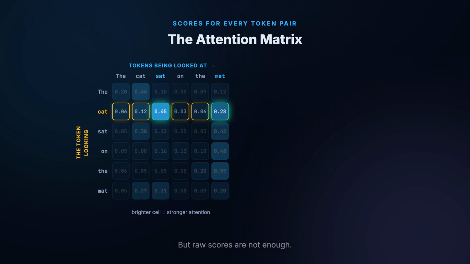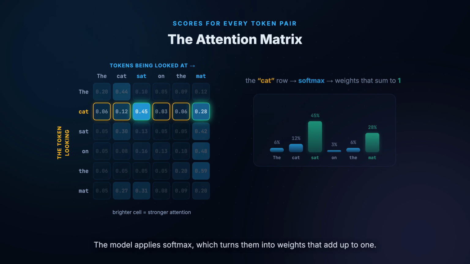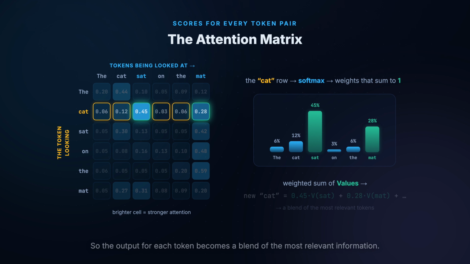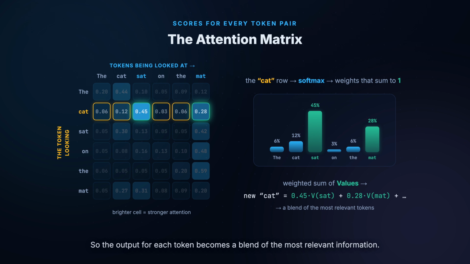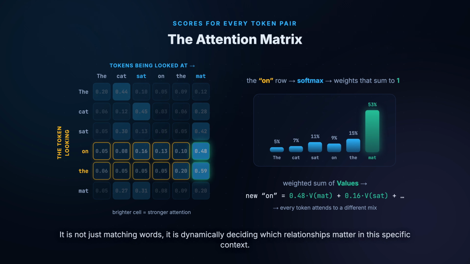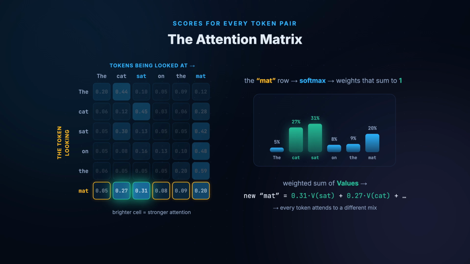But raw scores are not enough. The model applies softmax, which turns them into weights that add up to 1. Then the model takes a weighted sum of the value vectors. So the output for each token becomes a blend of the most relevant information. That is why attention is powerful. It is not just matching words, it is dynamically deciding which relationships matter in this specific context.